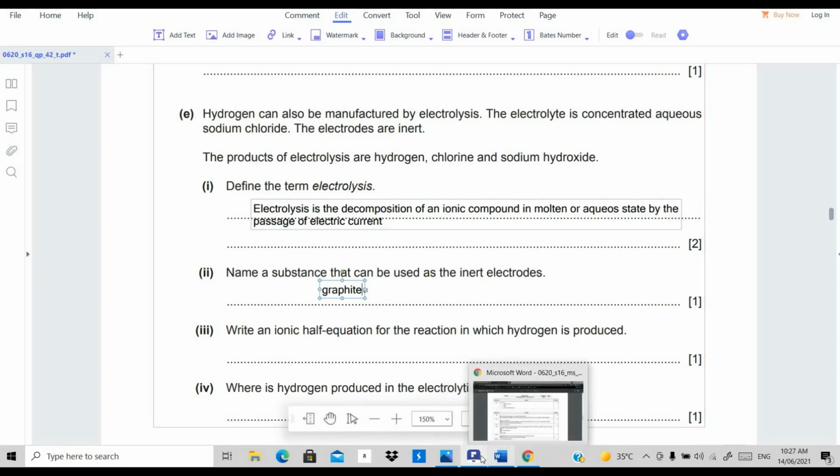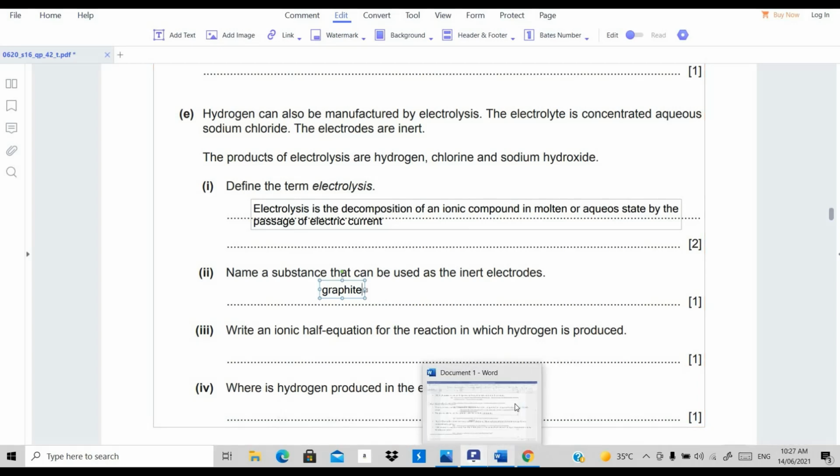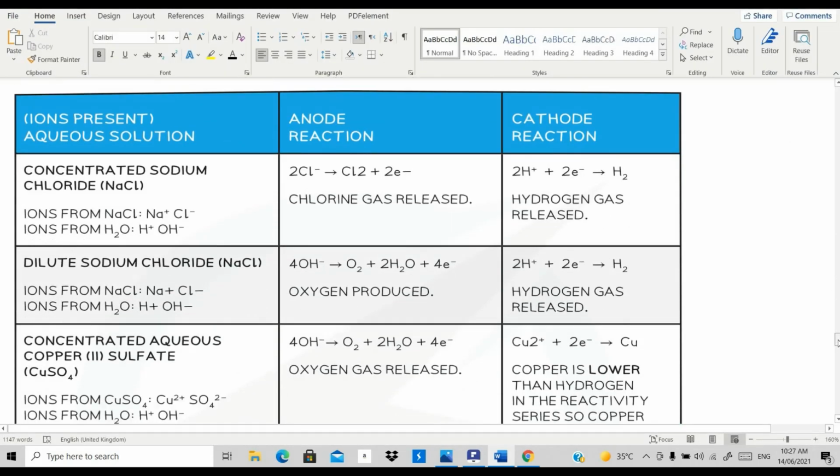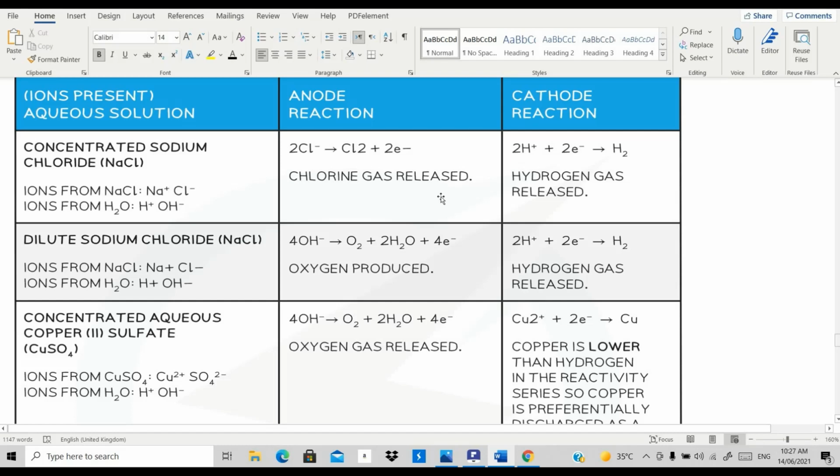I'll show you the table I have prepared here. The answer is also given there. Let me just show you. Yeah, you can see here clearly. We are not looking for any of these; we are just looking for the first one, concentrated sodium chloride. You need to show the ions present here. Ions from the sodium chloride are present, Na plus and Cl minus, and ions from water are also present because it's aqueous sodium chloride. Aqueous means dissolved in water. So H plus and OH minus are also present.